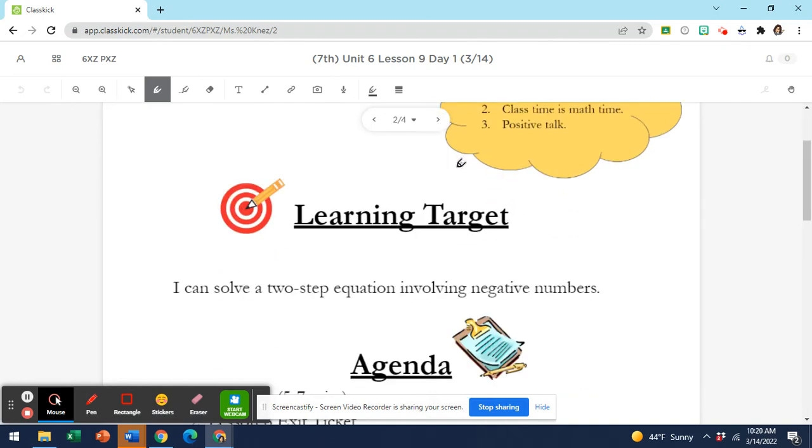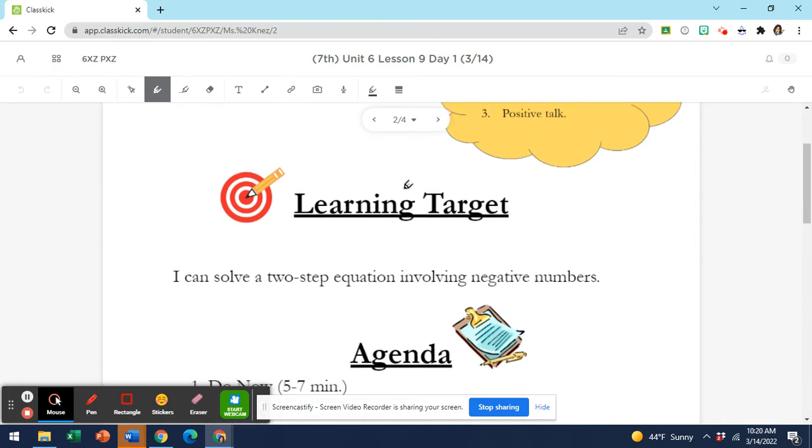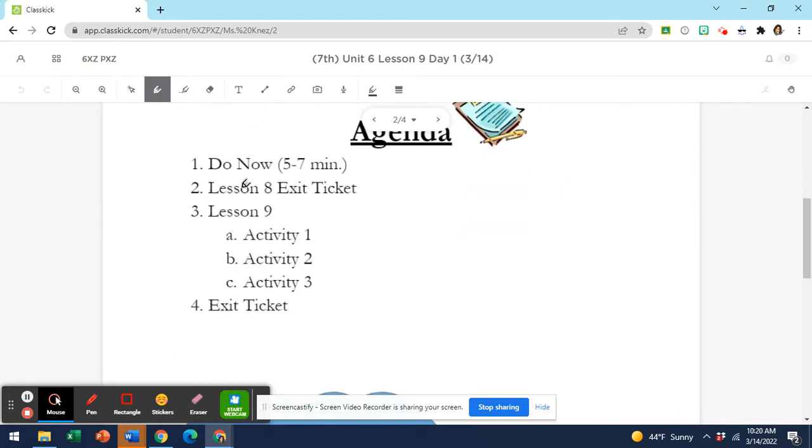Today's learning target is I can solve a two-step equation involving negative numbers. You'll see on the agenda that the first thing we did today was review the Lesson 8 exit ticket. Then we started Lesson 9. In most classes, we stopped at Activity 2, and I'm going to have you skip Activity 1 from home. And so we'll be focused on Activity 2 and the Lesson 8 exit ticket. Let's meet on Slide 3.